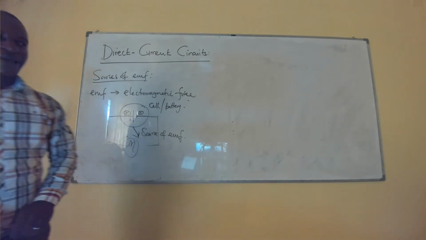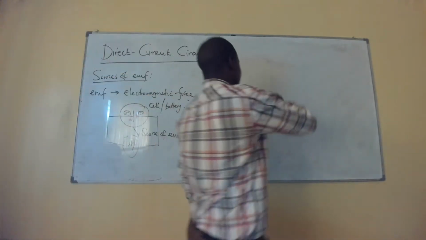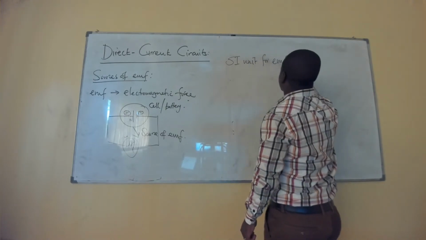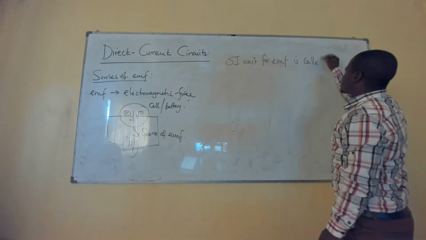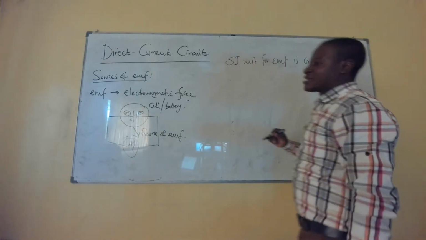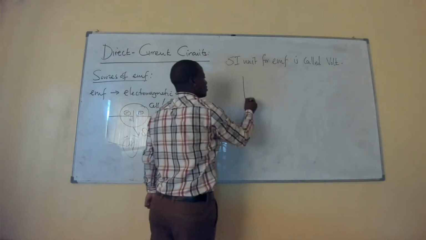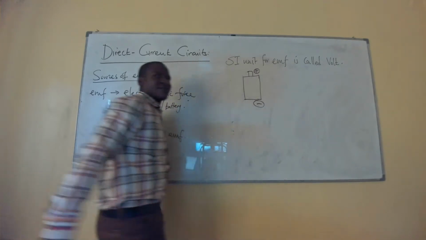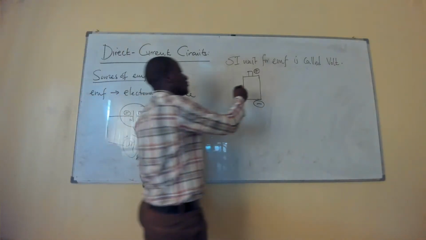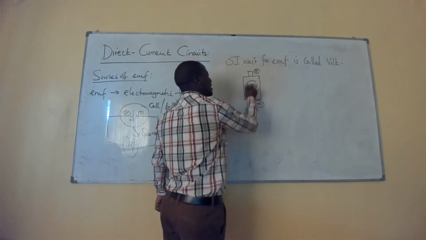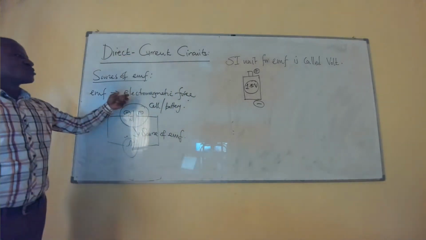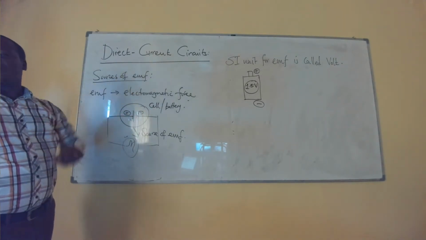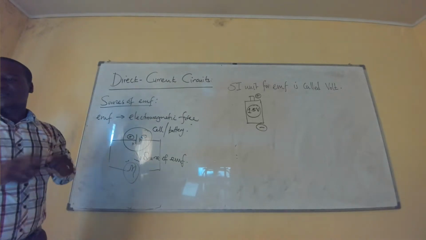Okay, now the SI unit for EMF is what is called the volt. That is the reason why on your cell, if you go to the market and buy a small cell like that, that's your positive, this is your negative, you realize that somewhere it is written 1.5 volt. This 1.5 volt is the electromagnetic force, which is measured in volts. And the apparatus that you use to measure that is called the voltmeter.